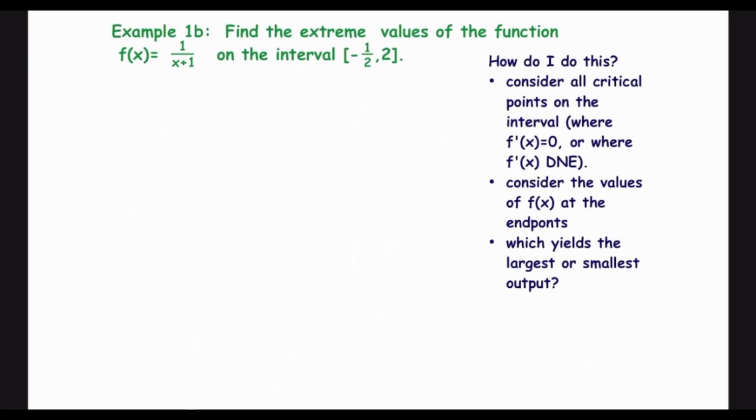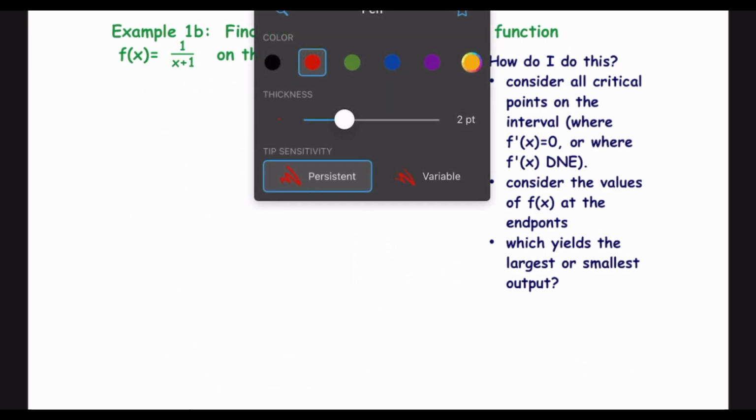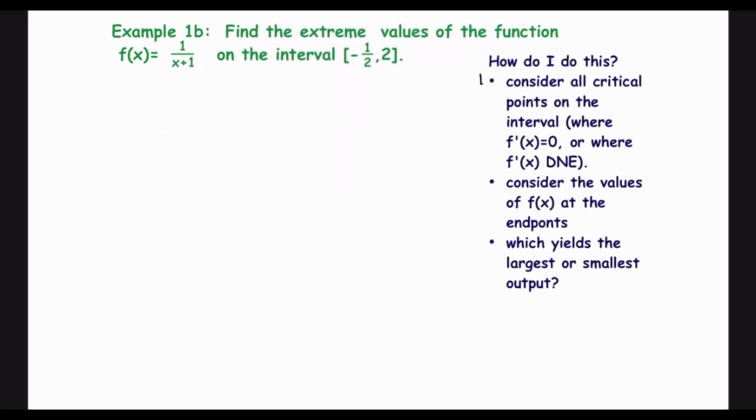For our next example, 1b, we are asked to find the extreme values of the function f of x equals 1 over x plus 1 on the interval -½ and 2. We're going to go through the same checklist as before. We're going to consider critical points where the derivative is equal to 0. We're going to consider the endpoints, and we're going to compare and see which yields the largest and smallest outputs.